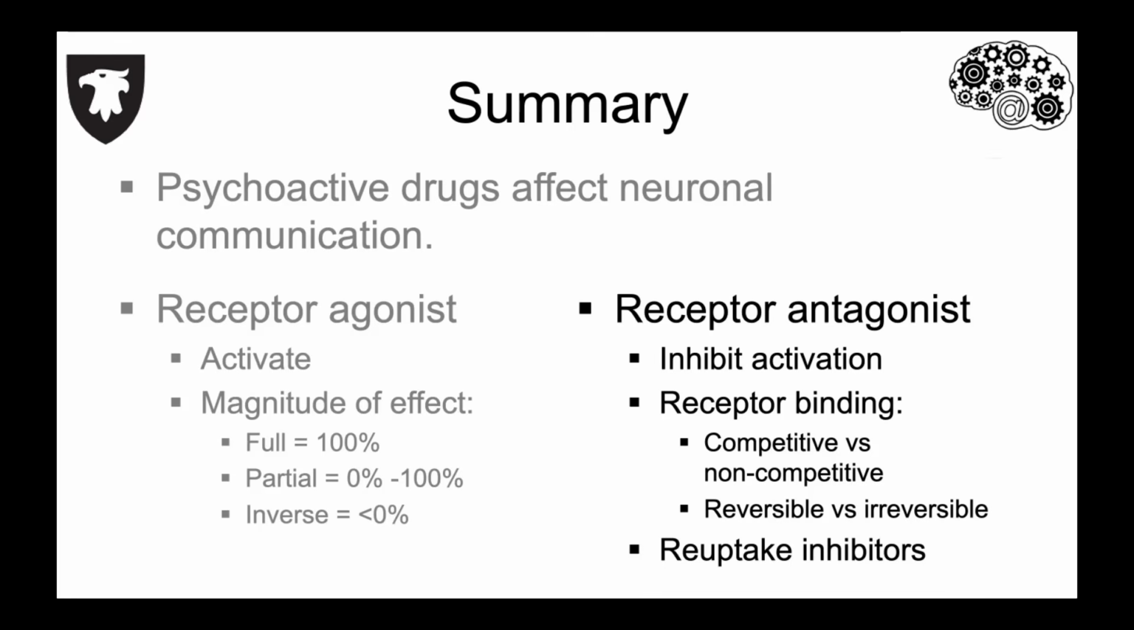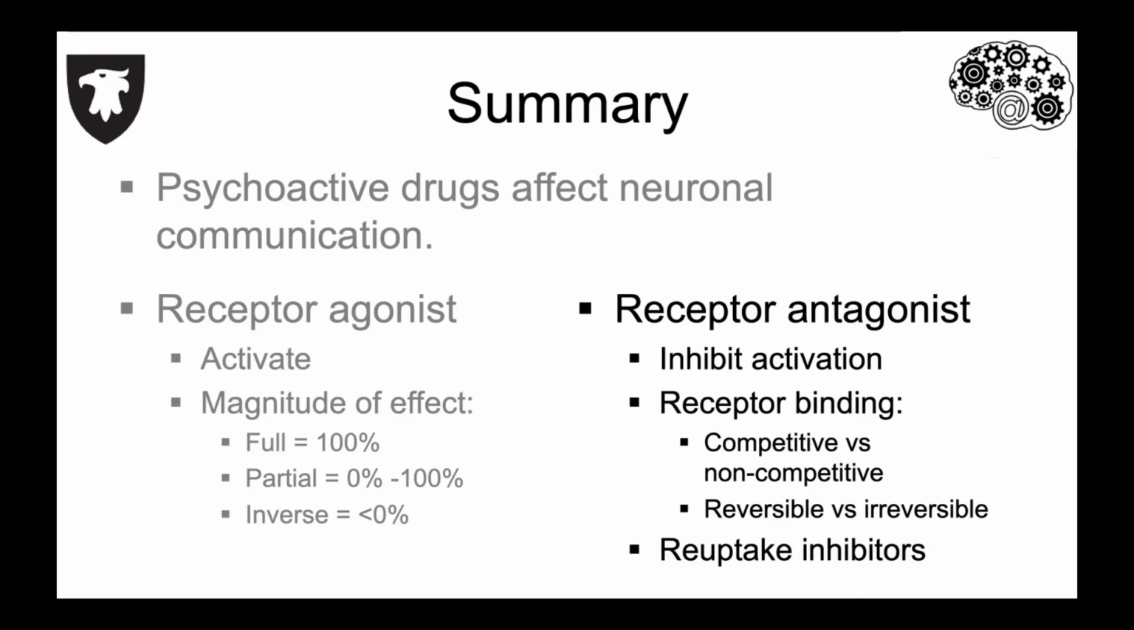Finally, reuptake inhibitors are a special group of antagonists. Reuptake is the process of moving neurotransmitters from the synaptic cleft back into the presynaptic neuron to terminate neuronal communication while maintaining a supply of neurotransmitter in the presynaptic neuron.